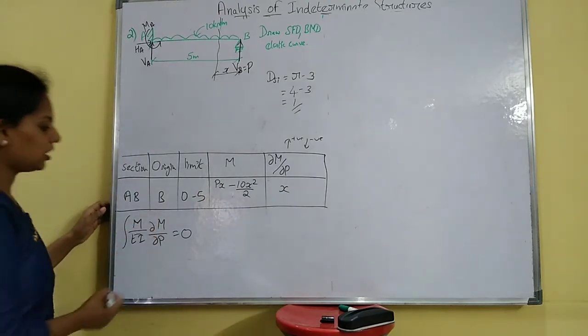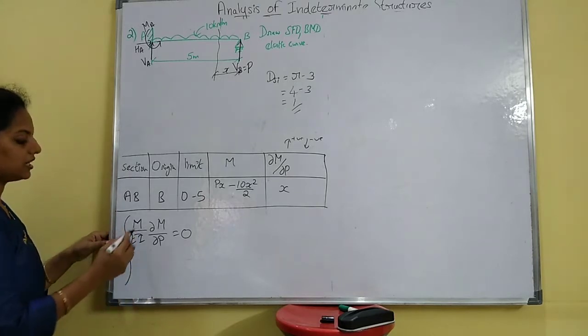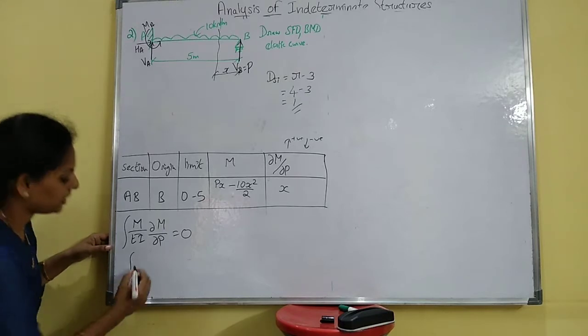Okay. Now just consider only one section. You have the formula, integration of M by EI into dou M by dou P equal to 0. Find out what is the value of P.